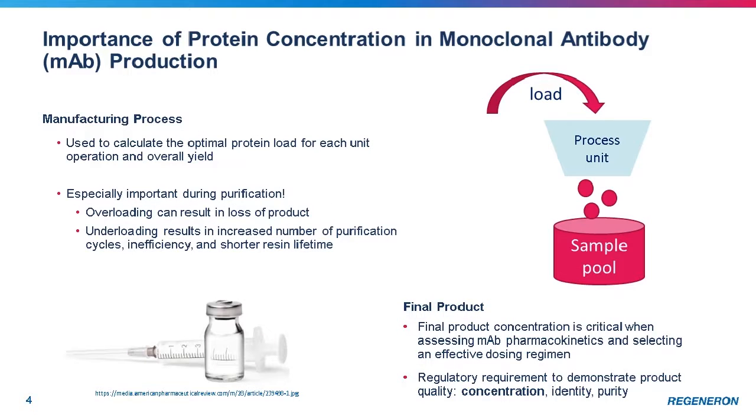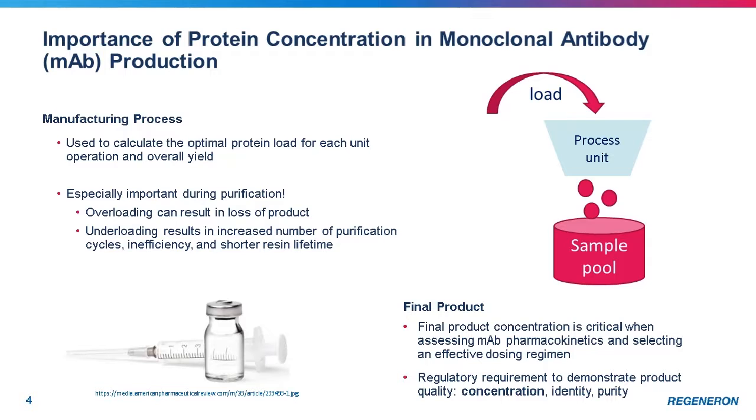So now we know what a monoclonal antibody is and why we manufacture it, but why is protein concentration important to us in this process? Well, concentration is important in the manufacturing process because it is used to calculate the optimum protein load for each unit operation. It is very important to find a correct balance of analyte and resin contact in order to gain maximum yield of the product.